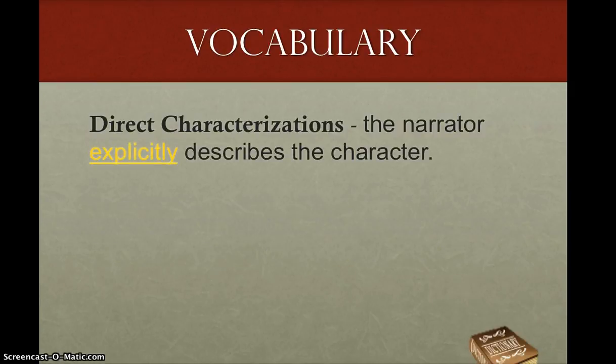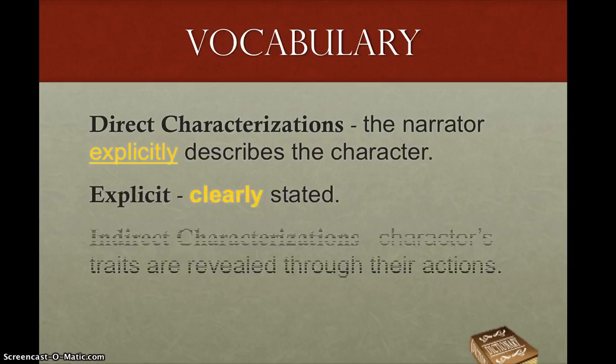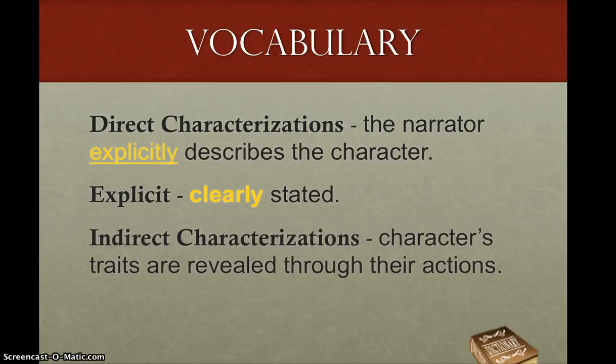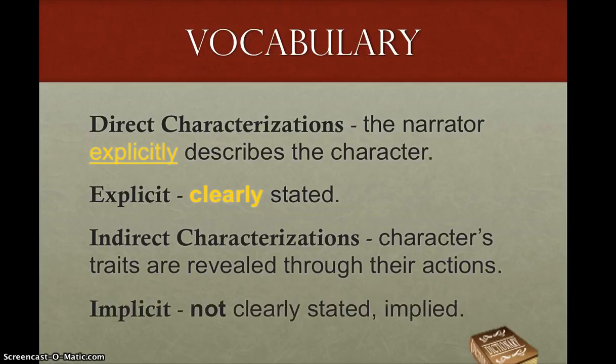Direct characterization is when the narrator explicitly describes the character. And to be explicit means to clearly state. Indirect characterization is when a character's traits are revealed through their actions. And this is done by being implicit, which means it's not clearly stated, it is simply implied.